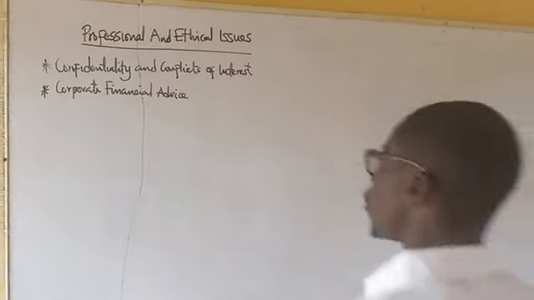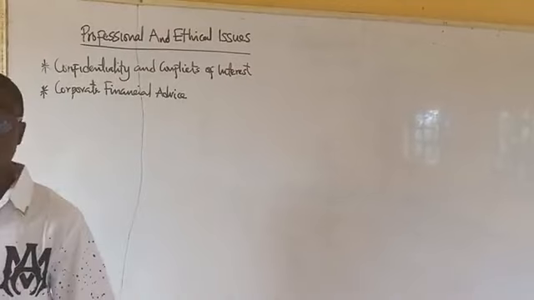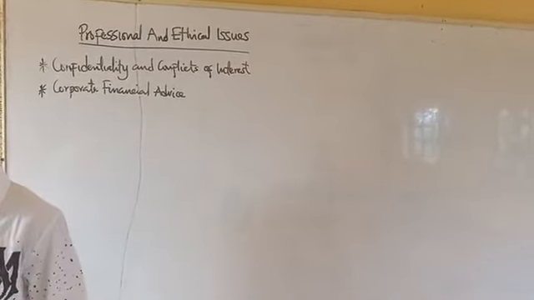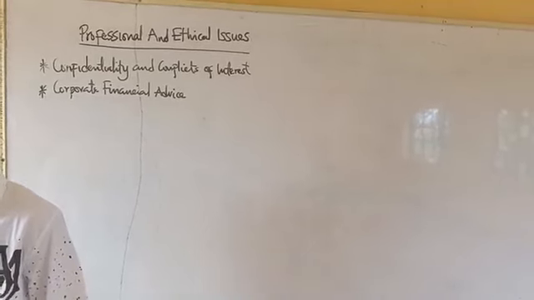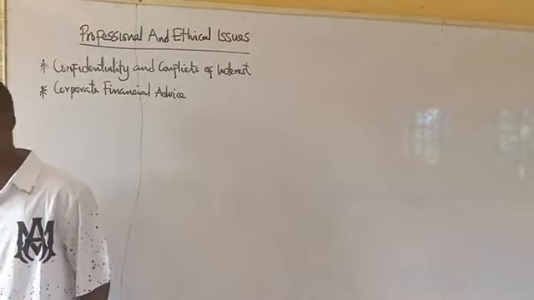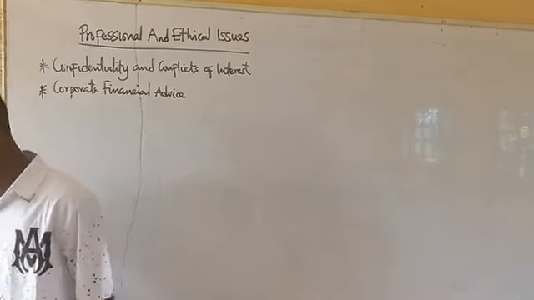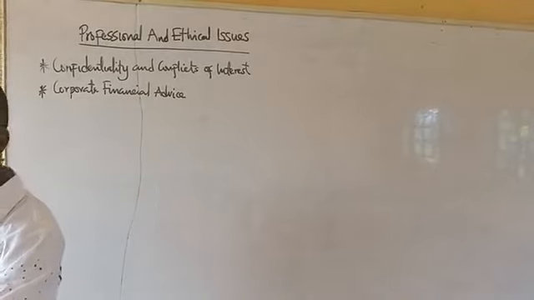So let's start from confidentiality and conflict of interest. We have been looking at specific threats that an accountant or an auditor can face. We have been looking at different scenarios and relating them to the general category of threats. So let's now go to confidentiality.